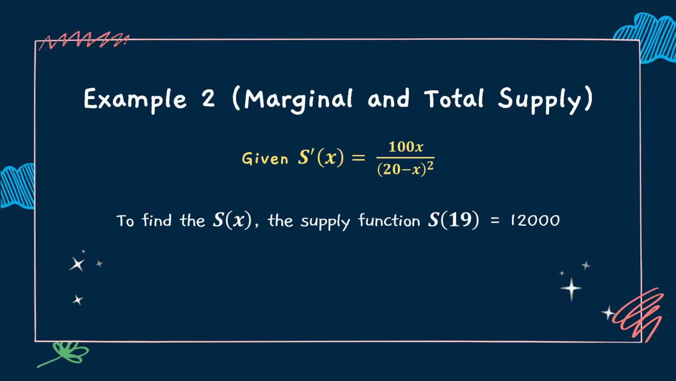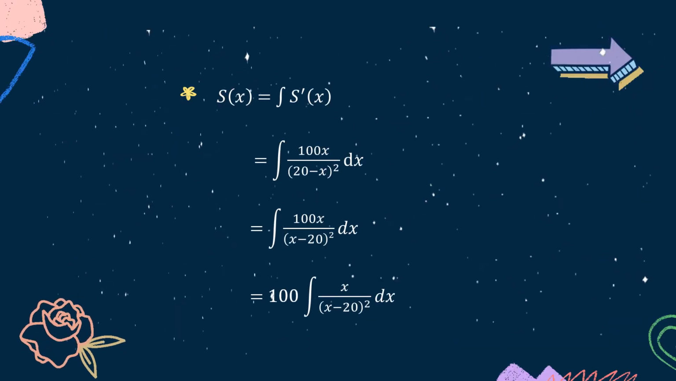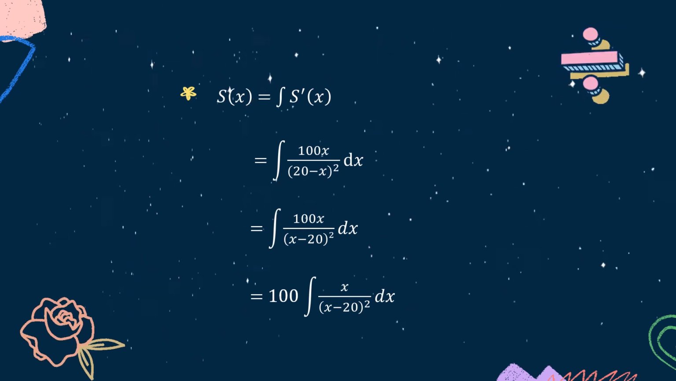So in our example 2, we will reflect our second key concept, which is marginal and total supply. The question here is, given s prime x equals 100x divided by 20 minus x in bracket square, we have to find sx when the supply function S19 equals 12,000. In order to get Sx, we have to integrate the value of S prime x.